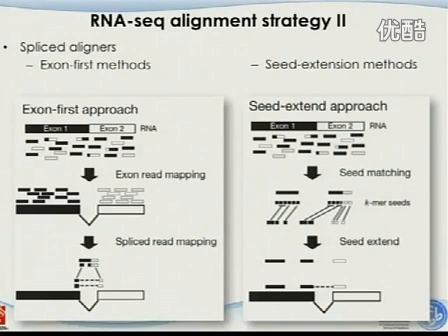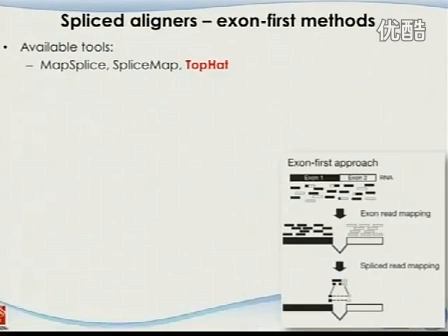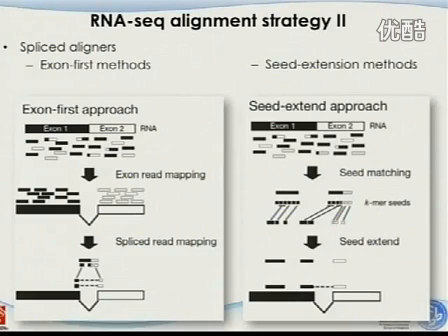The second type of strategy is called the seed extension method. What they do is they don't really do the first thing. They don't map things against the genome and try to identify the exons. Rather, they initially break every single read into smaller pieces and then map it and then connect it. So these are the two general approaches.